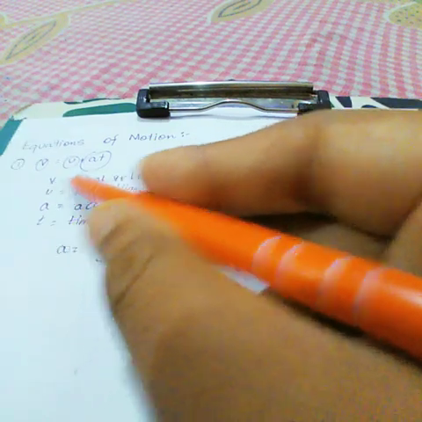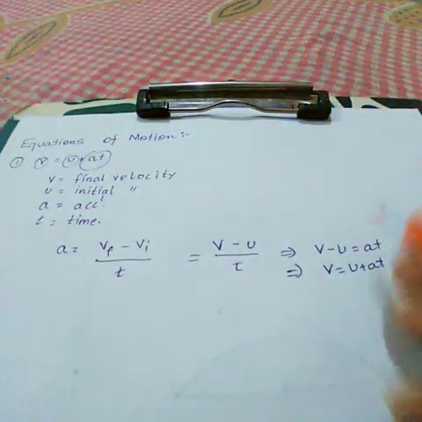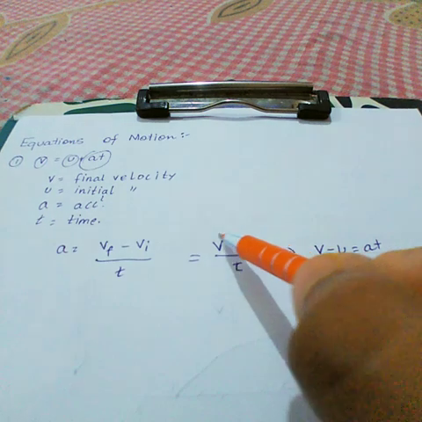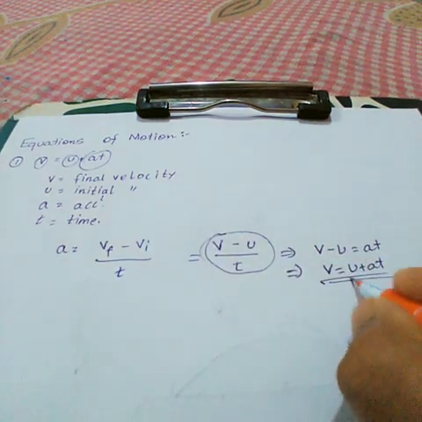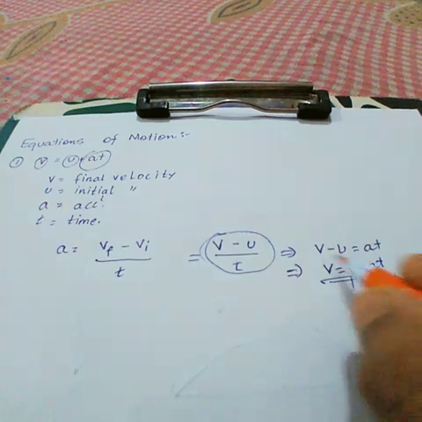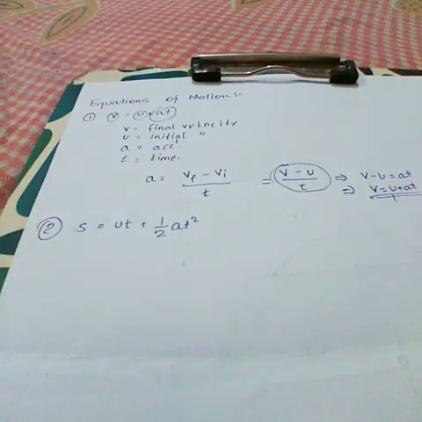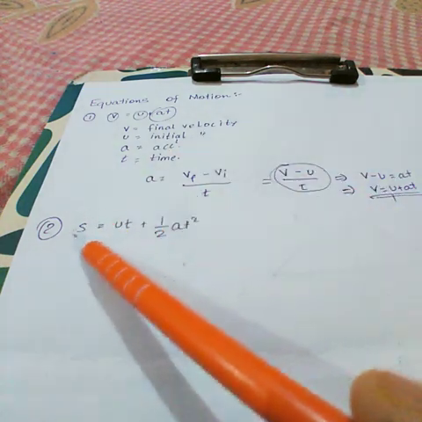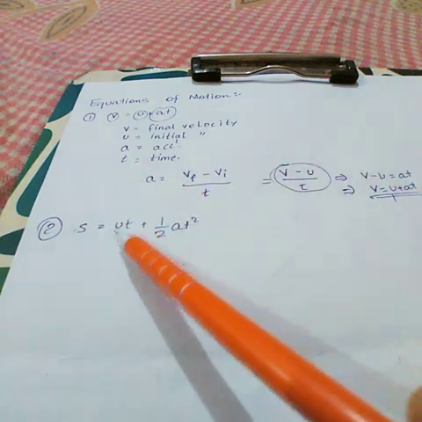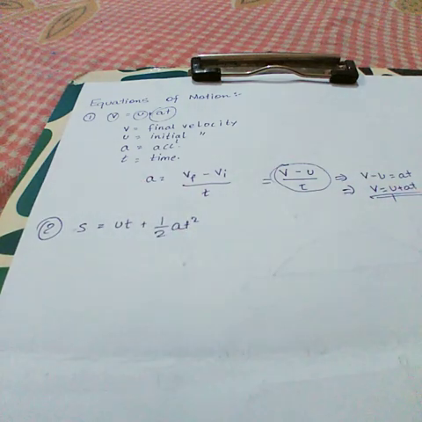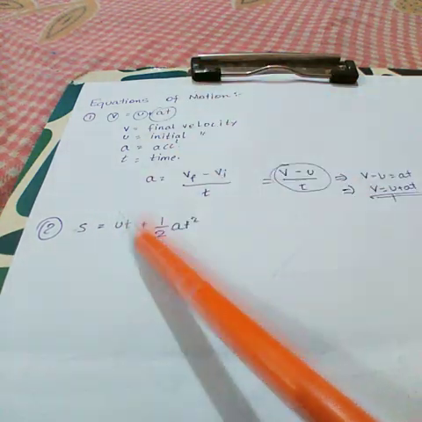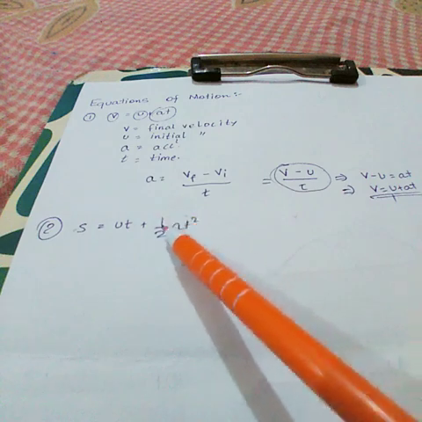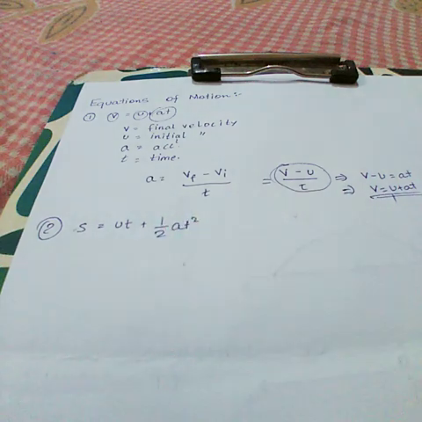So this first equation of motion was simply derived from this equation. And this equation helps us greatly in our problems, and it also helps us to save calculation. Now moving on to the second equation of motion. The second equation of motion is S, displacement, equals ut plus half at square, which means that displacement equals initial velocity into time plus half of acceleration into time square.